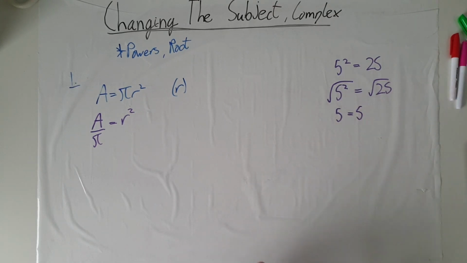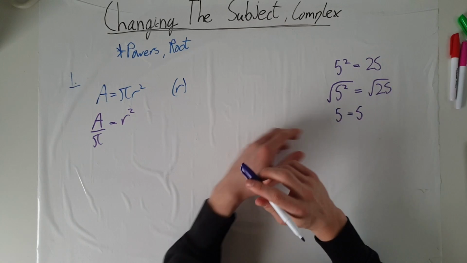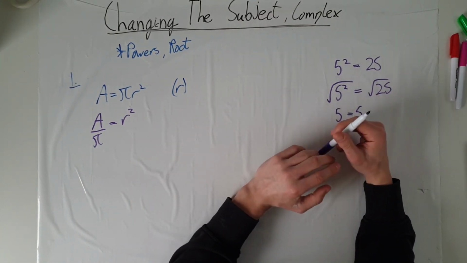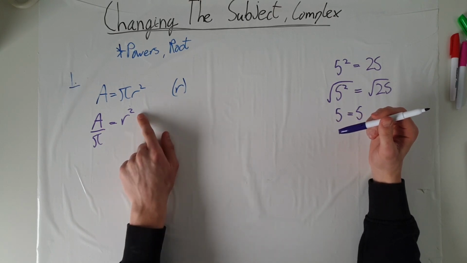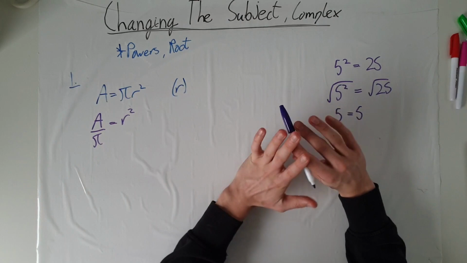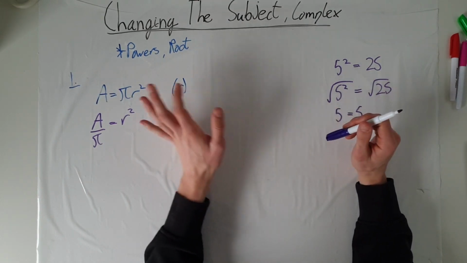Therefore, this is why when we have a squared term like this, we take the square root of both sides, because it will get rid of the squared on this term and it'll square root the other side. So that is why we apply a square root when it is squared.